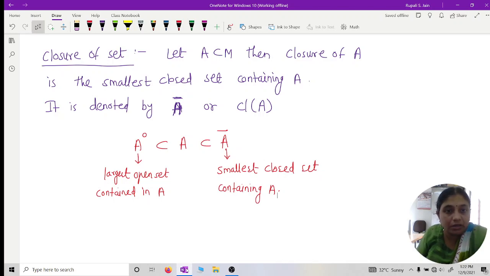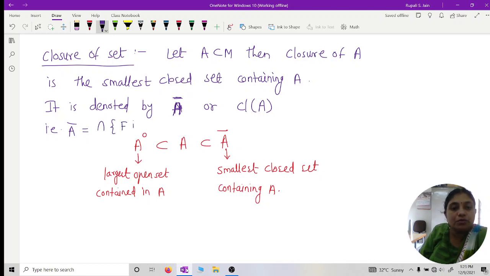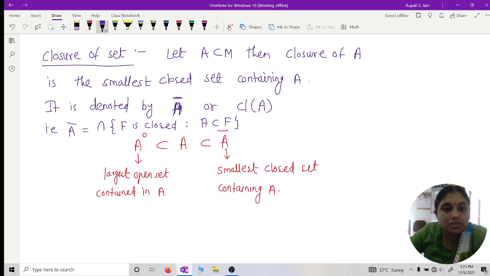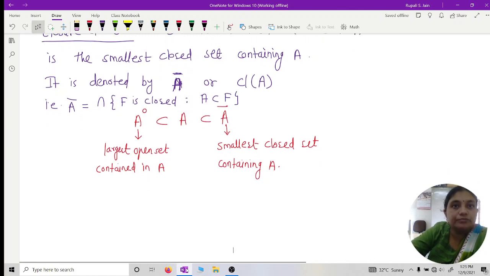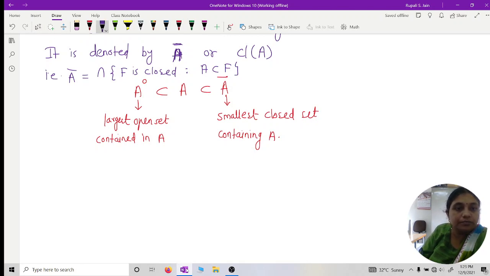Clearly, we can write A closure as the smallest closed set, so the intersection of F, where F is closed and A is contained in F. Smallest closed set containing A. Clearly A interior is contained in A and A is contained in A closure. Okay, so A interior is contained in A closure.